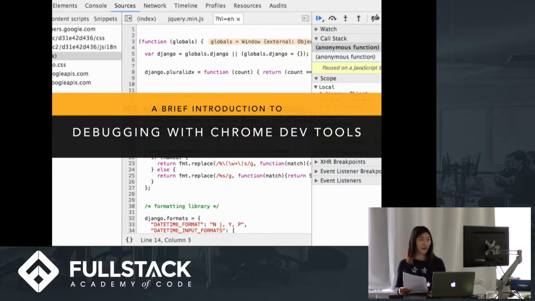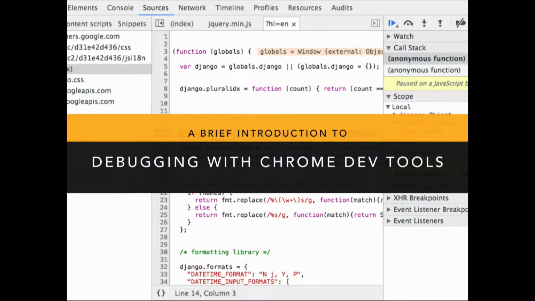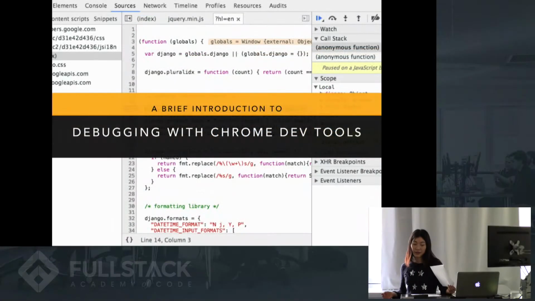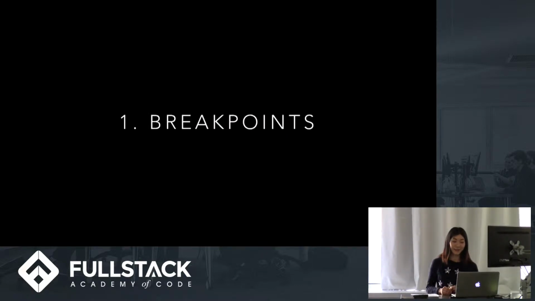OK, so I'm going to talk about 3 things that you probably need to know to debug in Chrome DevTools. There's a lot more out there that you can explore that I won't cover, but I'll be talking primarily about breakpoints, execution control buttons, and the call stack. So first is breakpoints.